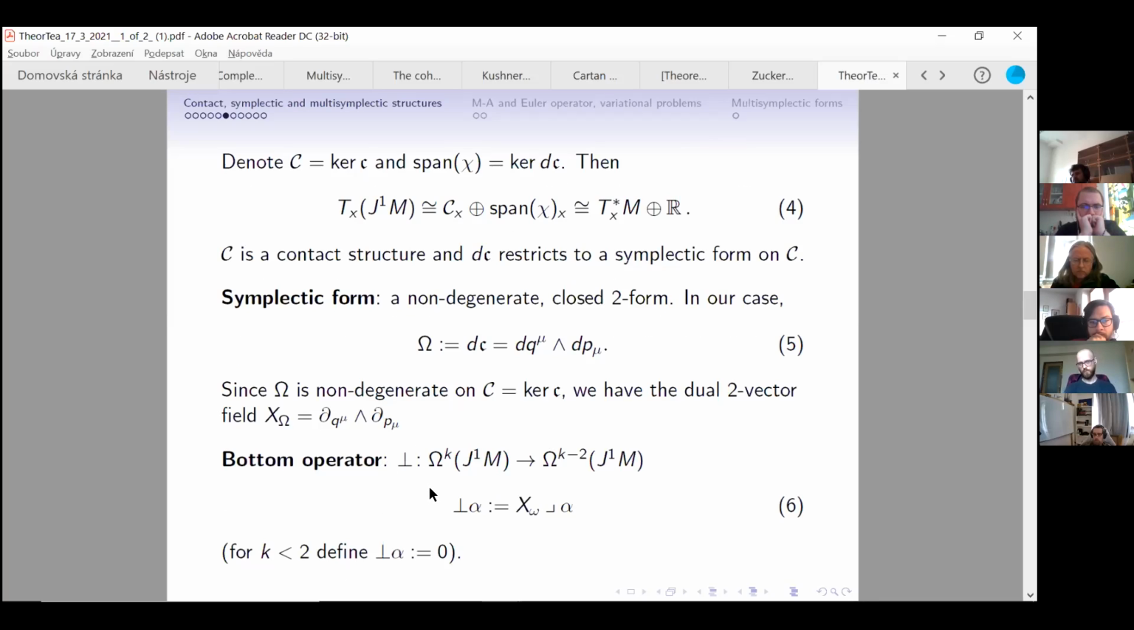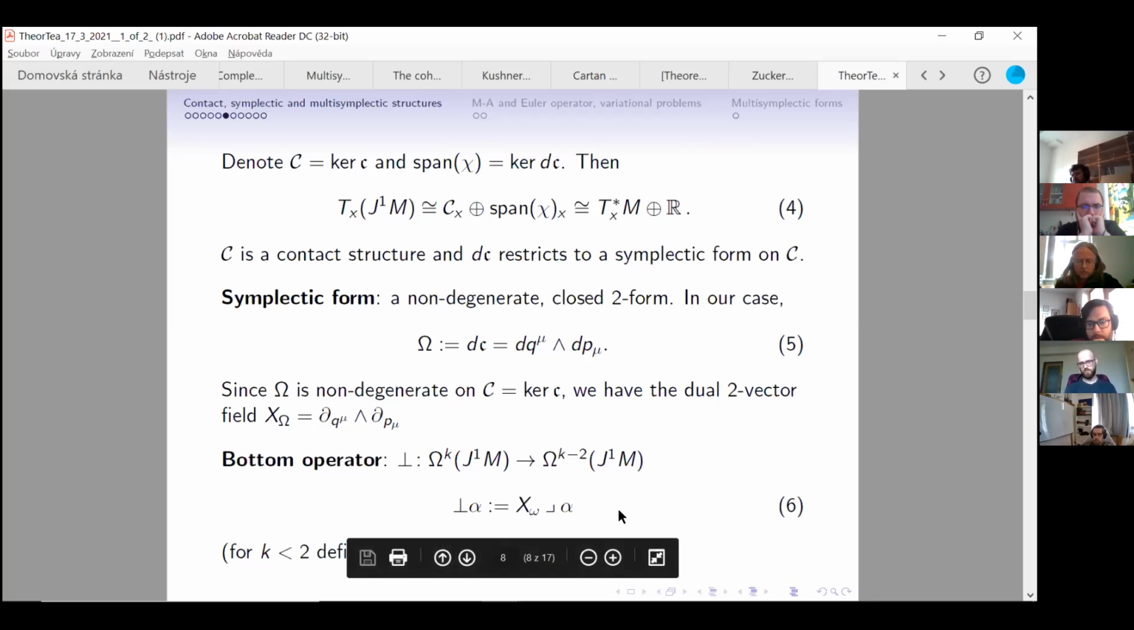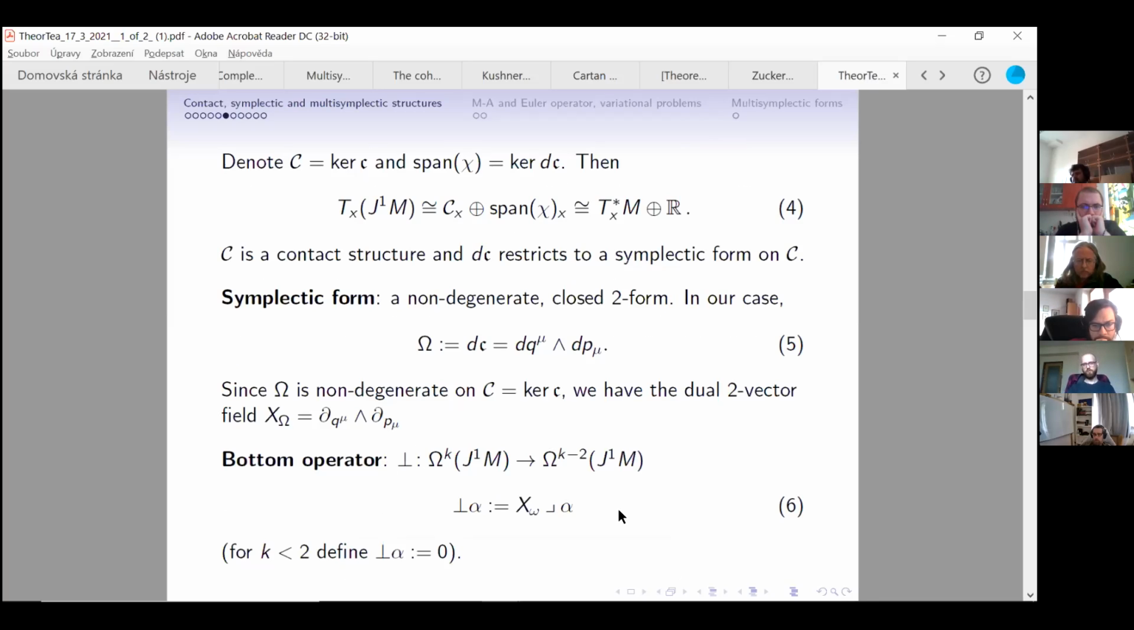And we have the so-called bottom operator, which simply means contraction with x omega. Our convention is such that if we want to contract a two-vector, and notice this expression, del q wedge del p, with alpha, then we first contract with q and then with p. So the position would swap.